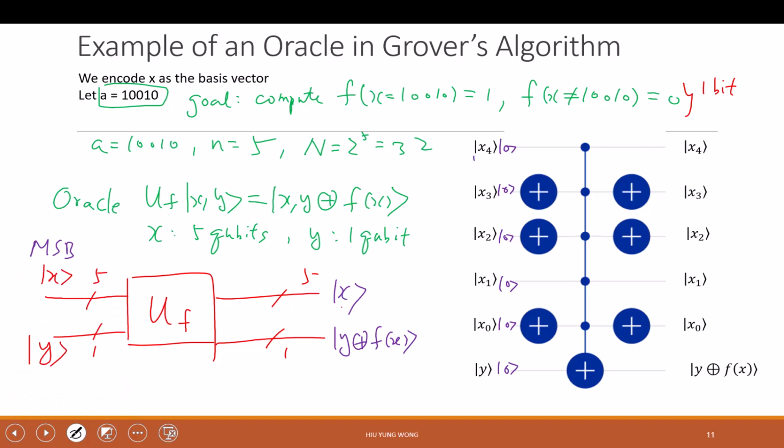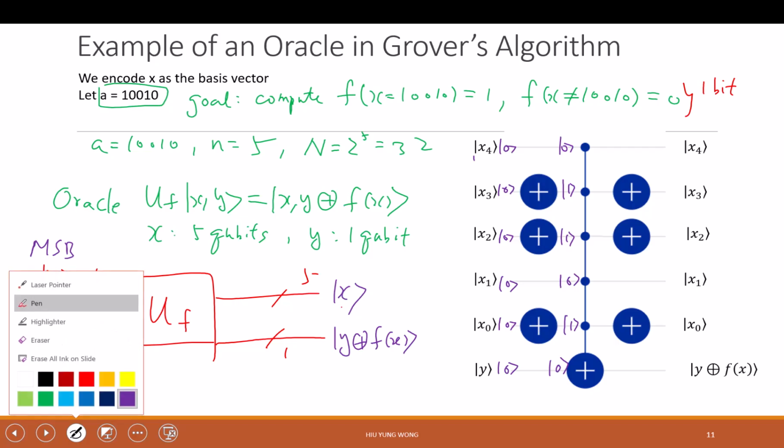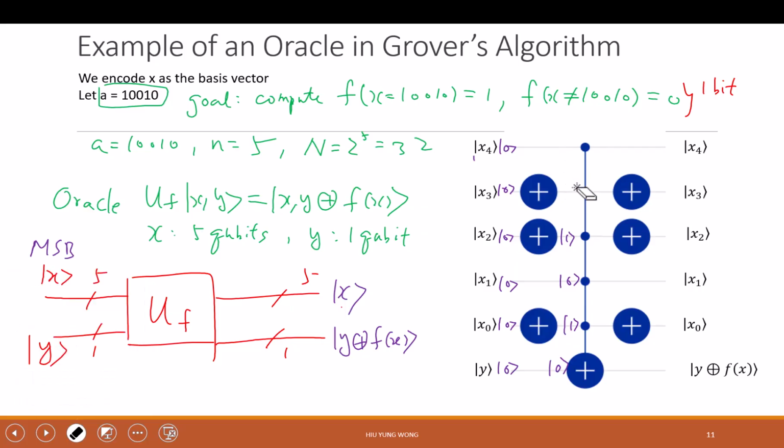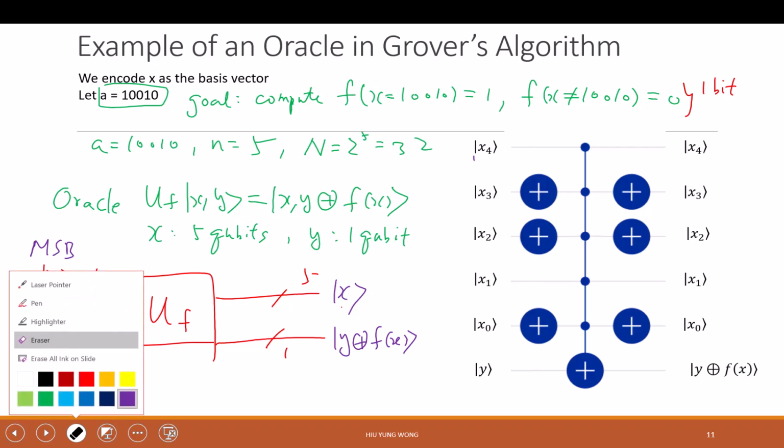So let's continue with the tracking, right? So at this stage, what is this? 0, 1, 1, 0, 1, 0. Is that okay? After the NOT gate. Of course, sorry, I said something completely wrong. I'm sorry, I need to erase it. Sorry, this is wrong. It's not 0.